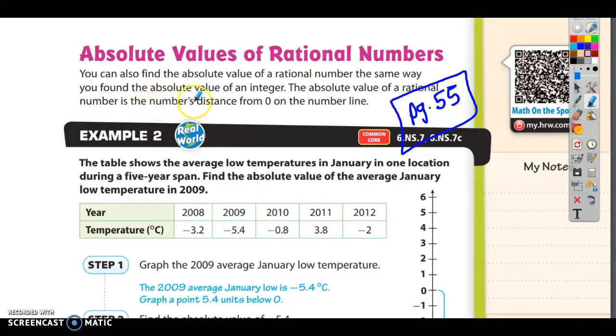So here's the deal. We're looking for distances. We're not looking for signs, we're looking for distances. And a lot of kids get messed up when we're comparing absolute values and opposites, because sometimes they're the same thing, but sometimes they're not. So pay close attention to this definition. We're looking for the distance from 0 on the number line. All right, check it out.